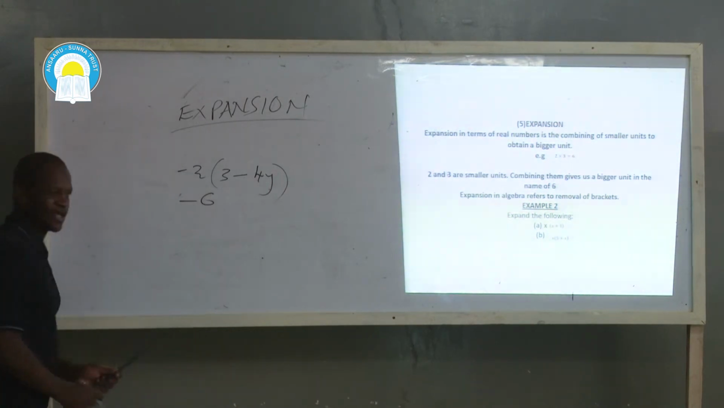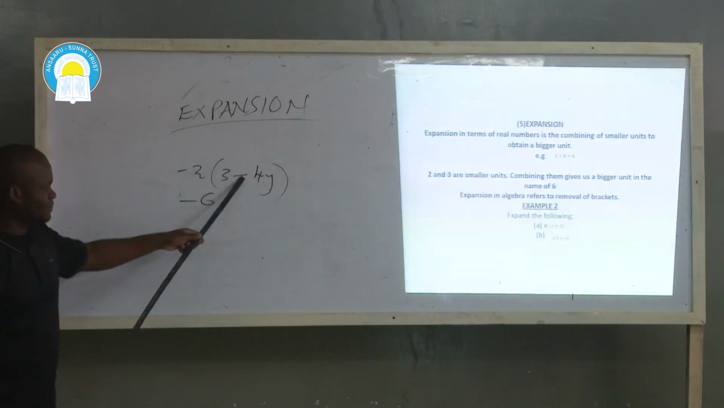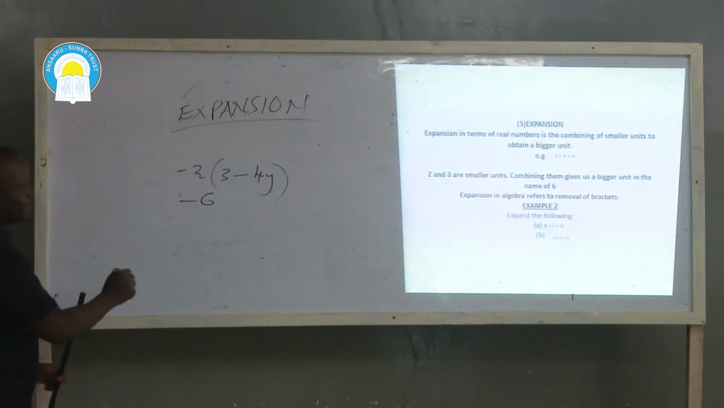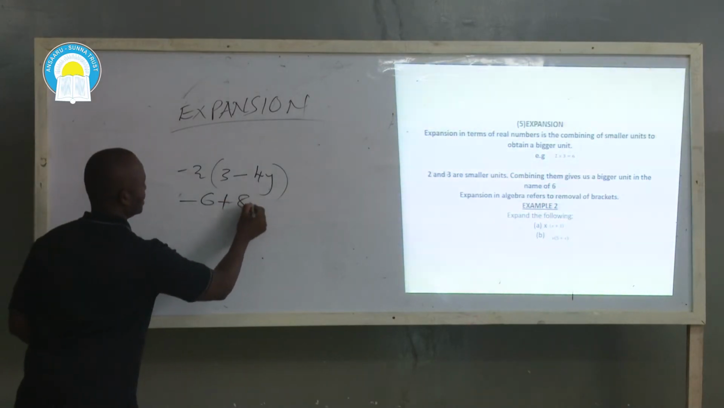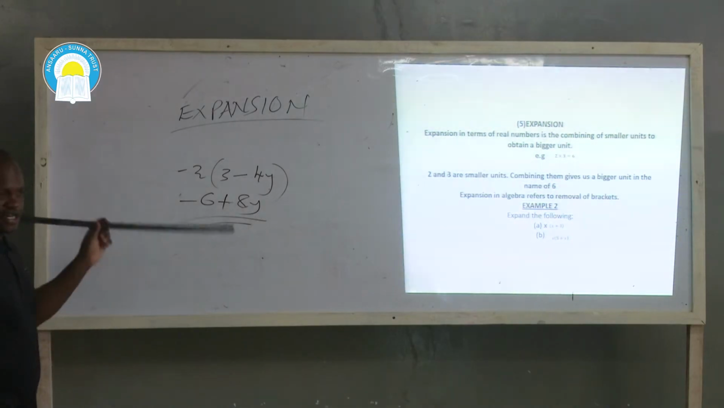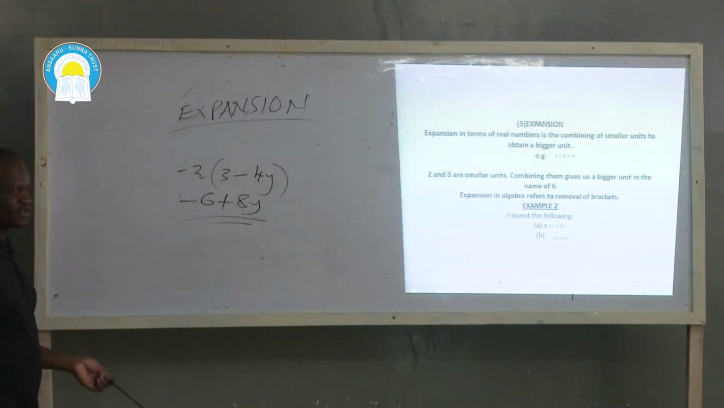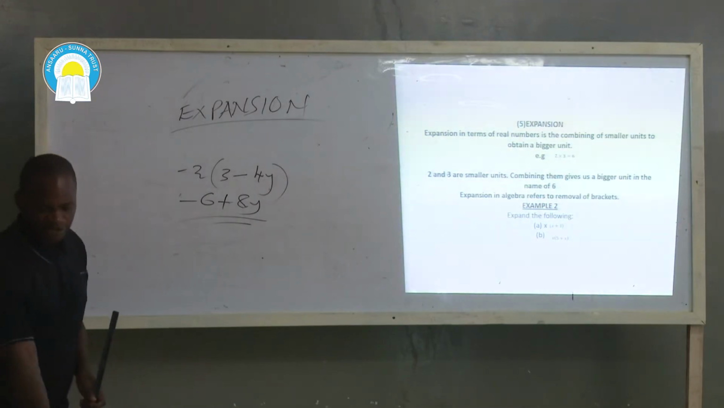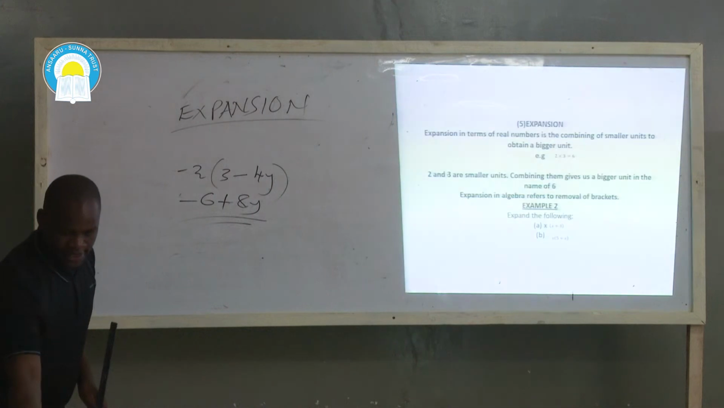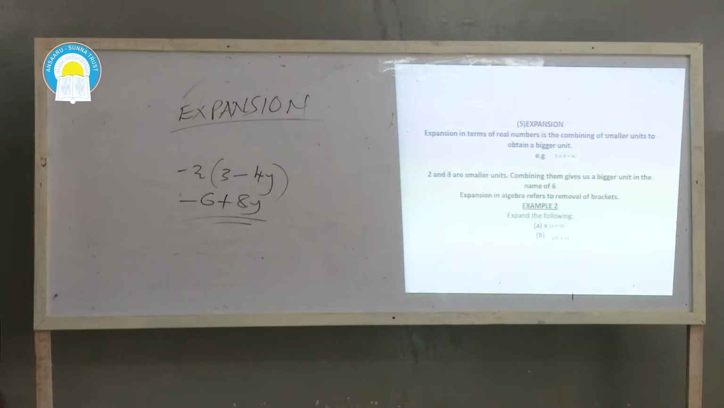So what do we get? Negative 6. Now here I have negative 2 times, this take it to be negative 4y. What do we get? Changes to plus 8y. So that is the meaning of expansion. We are removing brackets. Is that okay? So having discussed that, we can just look at more examples to make sure the concept is well understood. So let's put on the following examples.